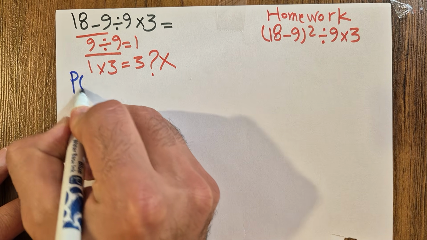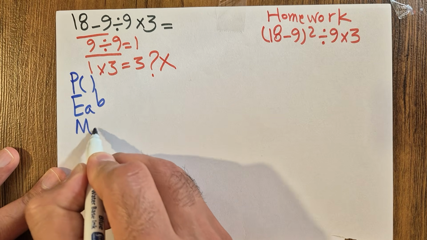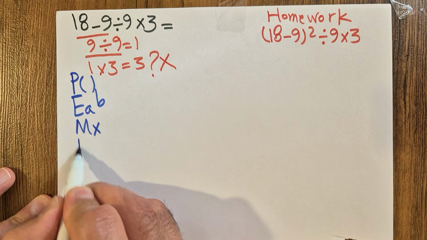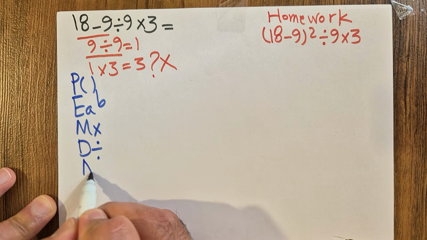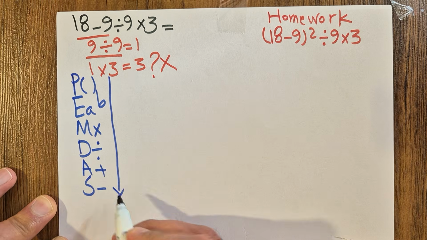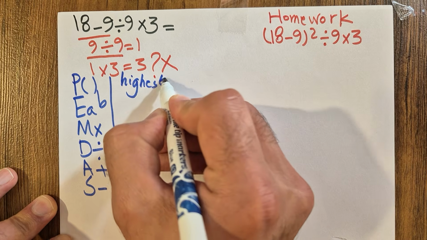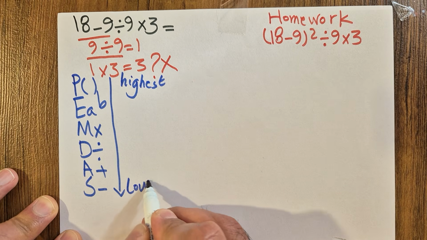P stands for parentheses, E stands for exponents, M stands for multiplication, D stands for division, A stands for addition, and finally S stands for subtraction. And this gives us an arrow of priority from the highest to the lowest priority.